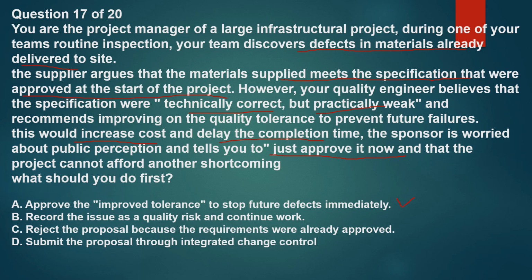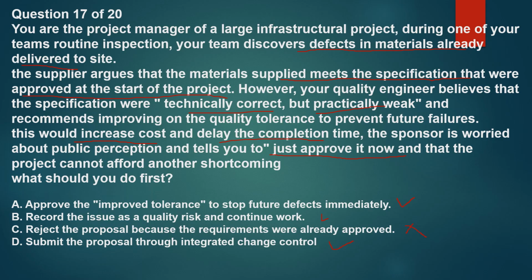Okay, let's look at this. Let's mark it first. Record the issue as quality risk and continue work. Okay, let's mark it first and continue. Reject the proposal because the requirements were already approved. This is out of it. This is an extreme case. Submit the proposal through integrated change control.